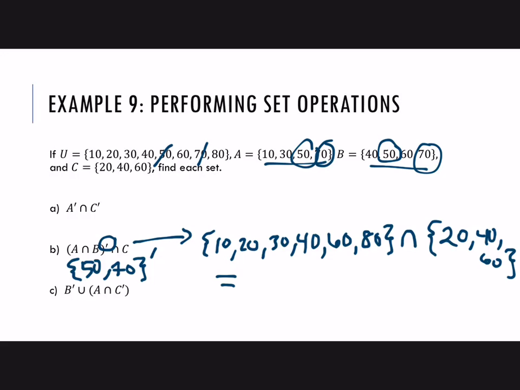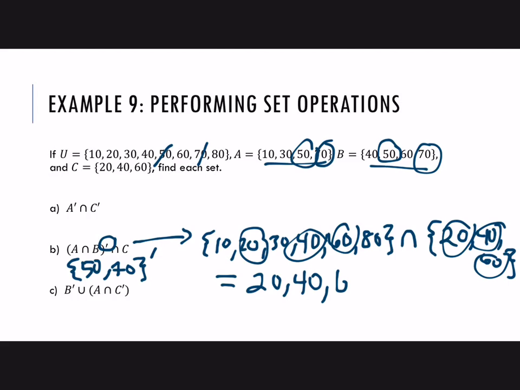Okay, and then the intersection, what do those have in common? All of those things, 20, 40, and 60. They're in both sets. 20, 40, 60, in braces to show that it's a set. Okay, so that's the answer.